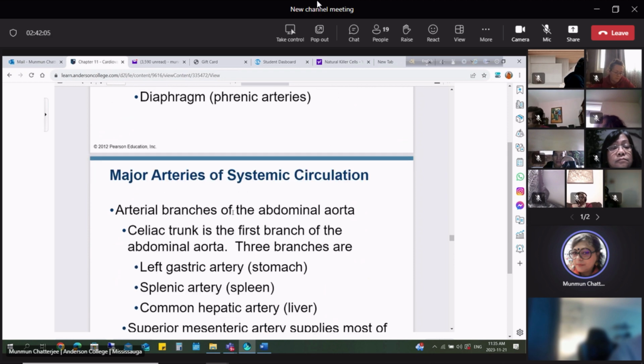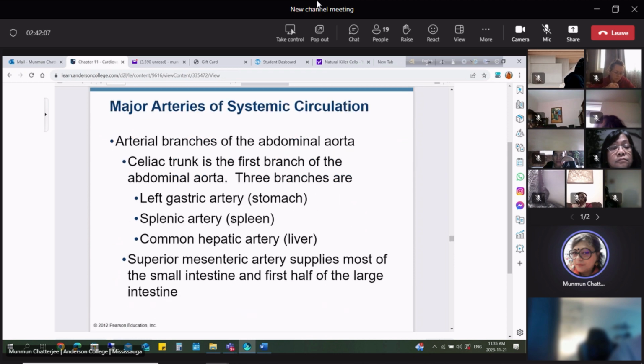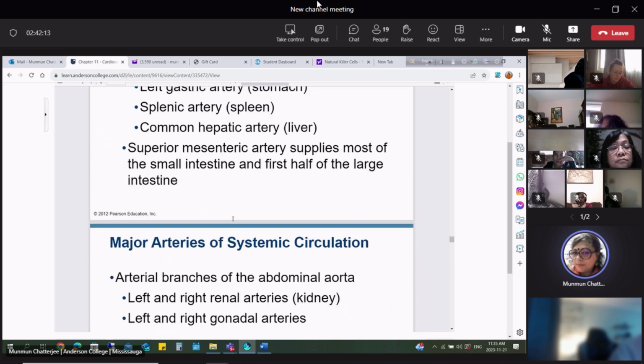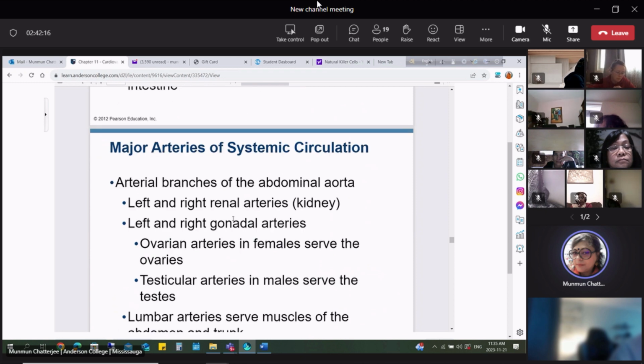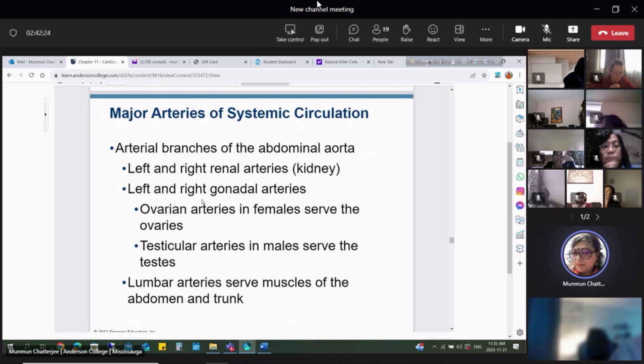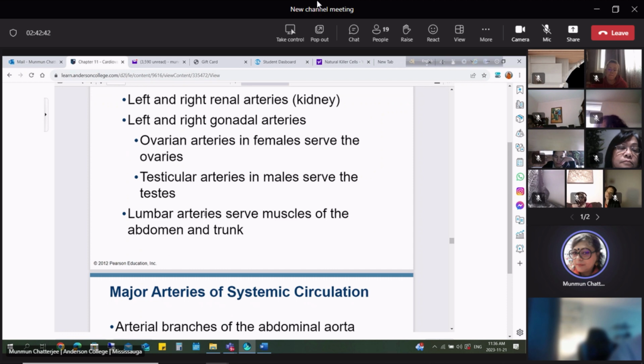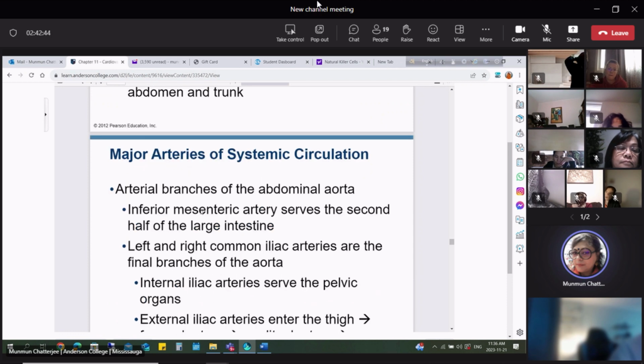It doesn't need that much detail. So these are all giving different branches to different organs. When it's going to the kidney, it's called the renal artery. When it's going to the gonads, it's the ovarian arteries. When it's going to the testis, it's the testicular artery. When it's going to the lumbar support of the vertebral column, it's the lumbar artery. So these are the things.